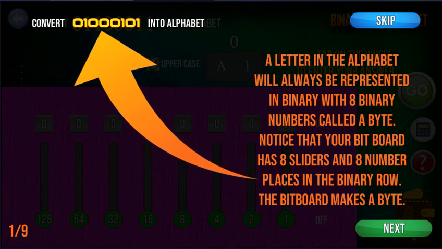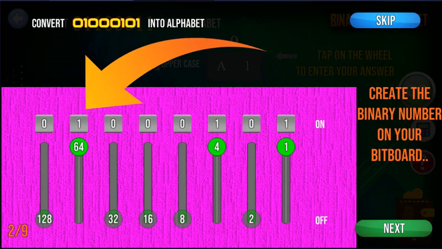A letter in the alphabet will always be represented in binary with 8 binary numbers called a byte. Notice that your bit board has 8 sliders and 8 number places in the binary row. The bit board makes a byte. Create the binary number on your bit board.